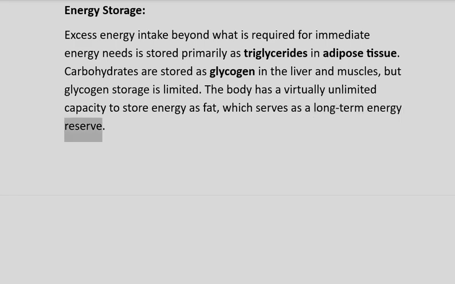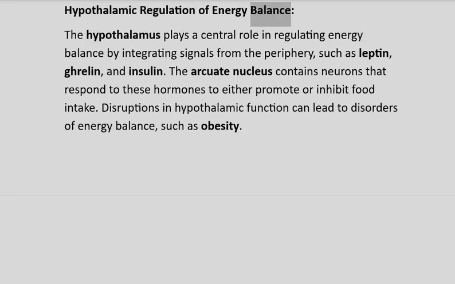Hypothalamic regulation of energy balance. The hypothalamus plays a central role in regulating energy balance by integrating signals from the periphery, such as leptin, ghrelin, and insulin. The arcuate nucleus contains neurons that respond to these hormones to either promote or inhibit food intake. Disruptions in hypothalamic function can lead to disorders of energy balance, such as obesity.